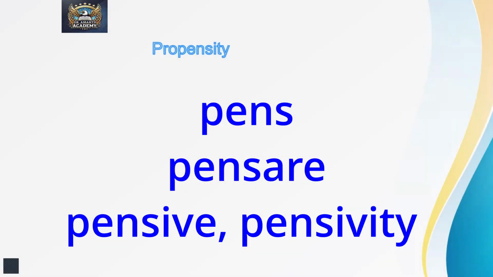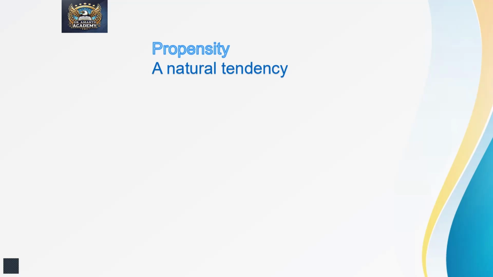Propensity means something that makes you think about it before doing. It is in your mind before doing it. So when you think about something before doing that, you have a kind of tendency to do that, as if it is already in your mind. So it is a natural tendency to do something because you already have it in your mind. Like, he has a propensity to procrastinate.